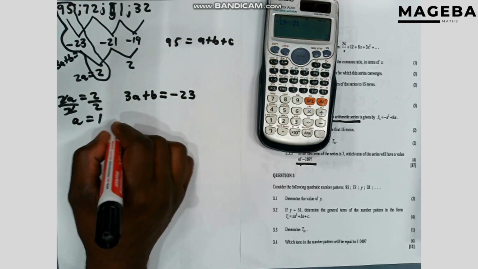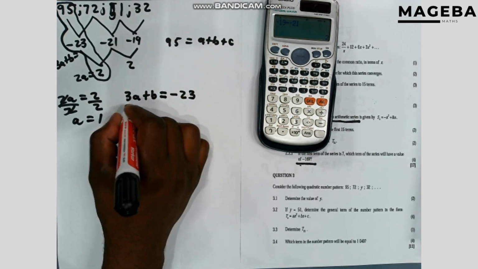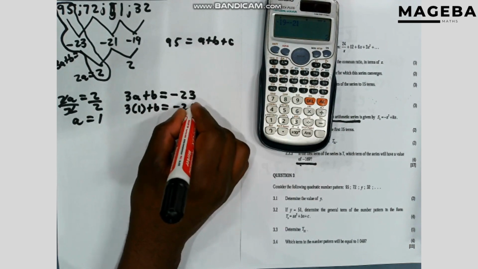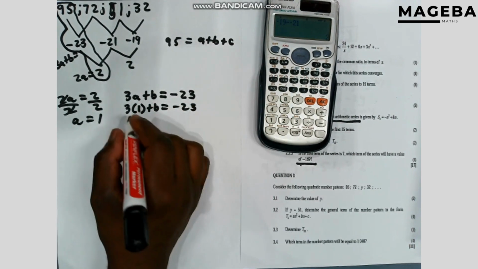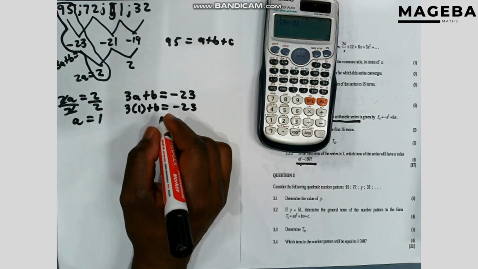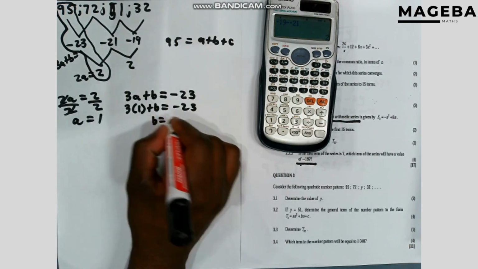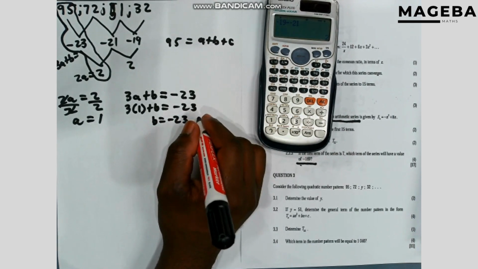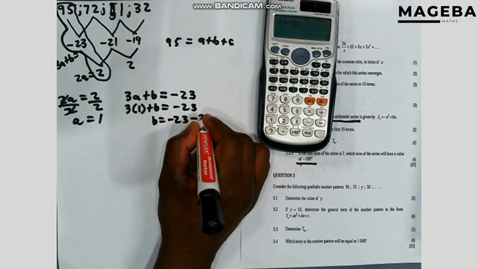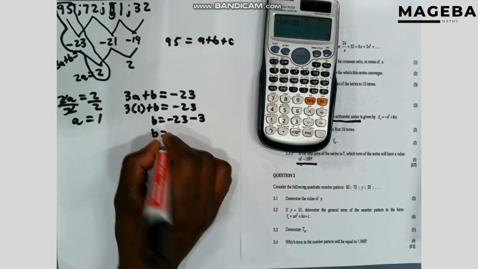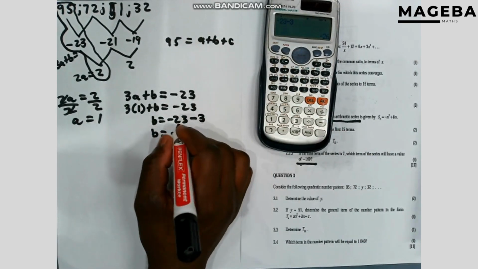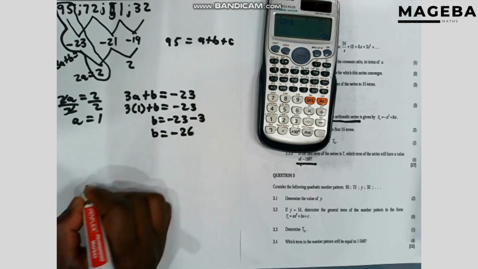We already found our a, which is 1, so we substitute our a, then plus b is equals to negative 23. 3 times 1 is just 3, so you're going to have negative 23. Transpose this 3 to the other side, and they change the sign, so it's going to be negative 3. Then our b is just negative 23 minus 3, which is just negative 26.